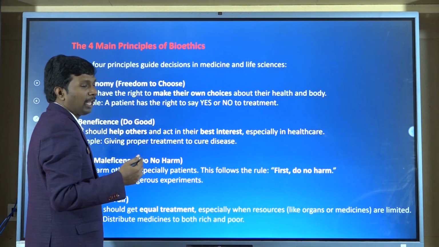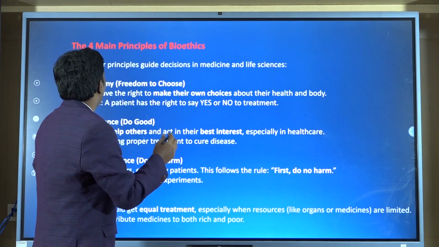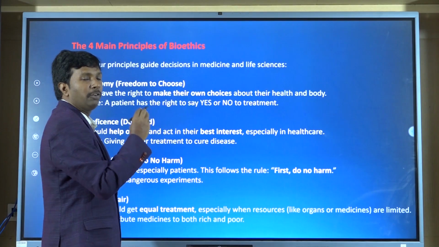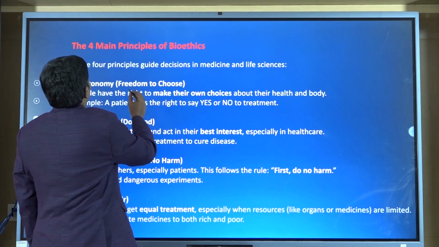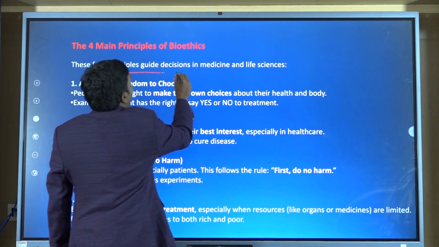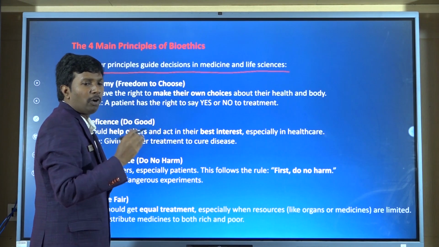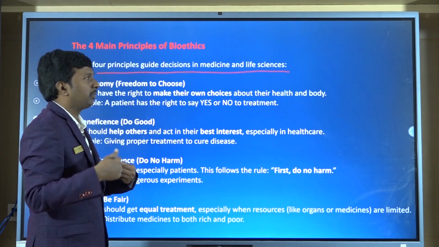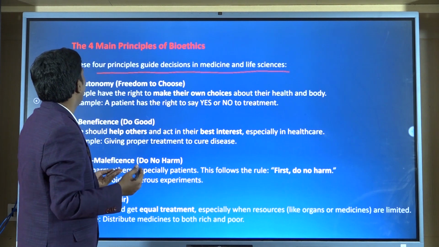So next one, here are the 4 main principles of bioethics. These are the 4 principles we should follow in bioethics. These 4 principles guide decisions in medical and life sciences, and they guide us in the medical field and life sciences. So what are the 4 main principles?